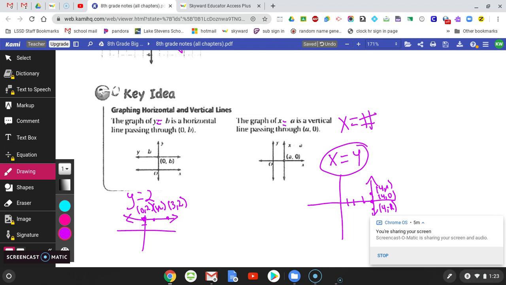So if it doesn't have a y and an x in it, if it just has a y in it or just has an x in it, you know it's going to be one of these special cases. It's going to be horizontal or it's going to be vertical. And you have to keep straight which one it is. Let's say you can't remember.